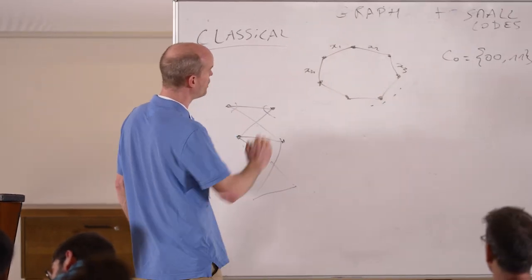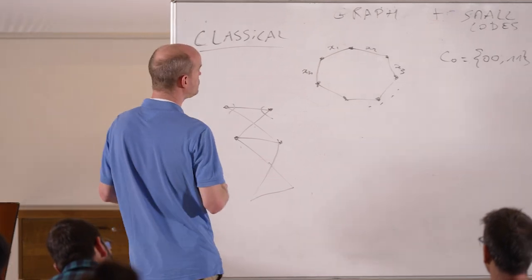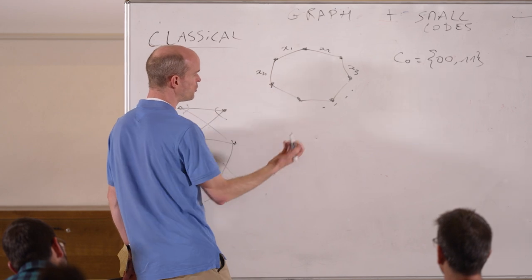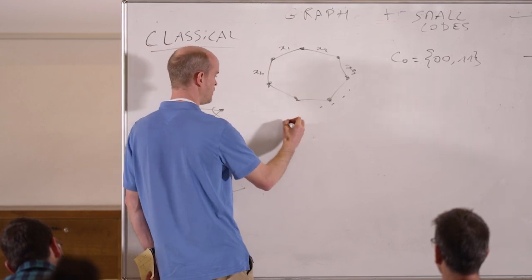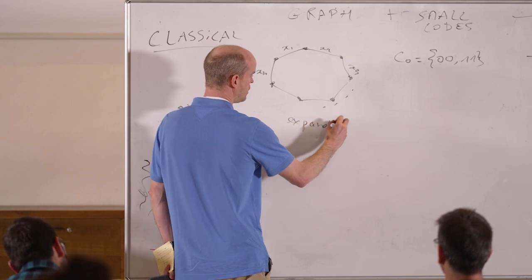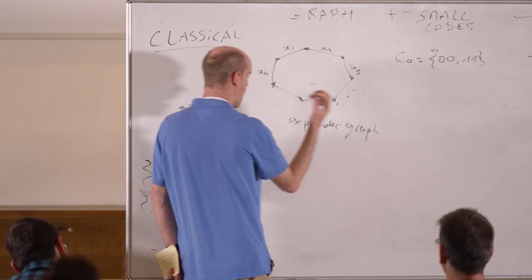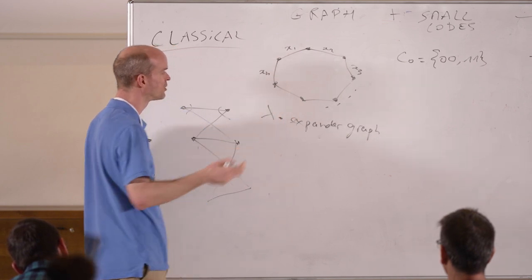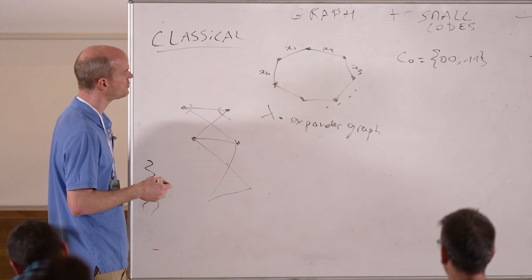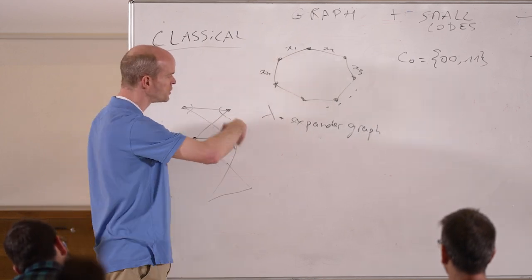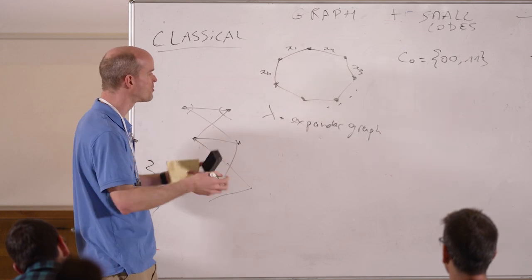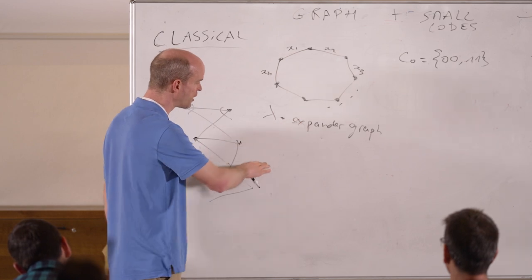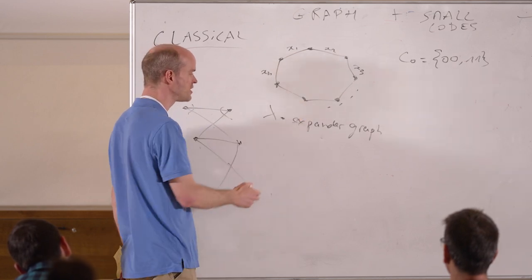So this was one construction. A slightly more advanced one was to not take a graph like this, but what I call an expander graph. It was parameterized by some parameter lambda, which is the expansion coefficient, if you want. These kinds of graphs are sparse graphs with good randomness properties. I won't give you an explicit example of these things, but we can construct them.